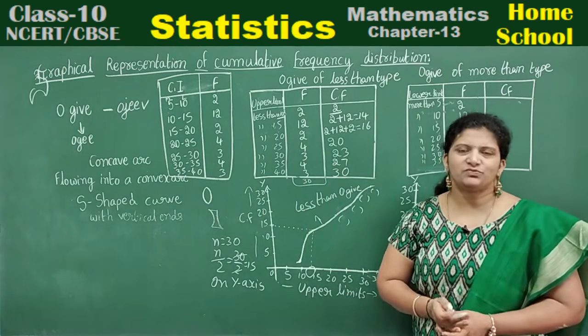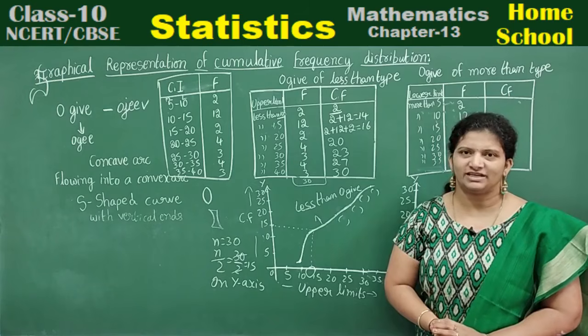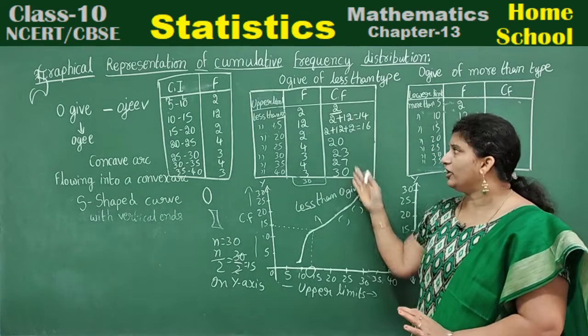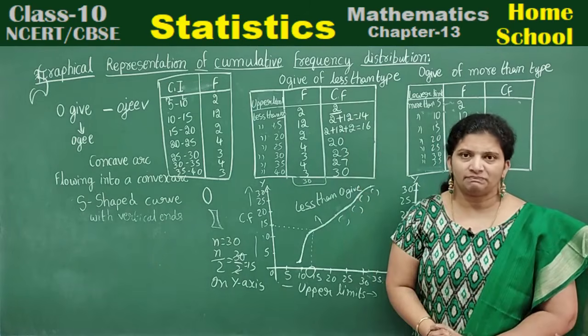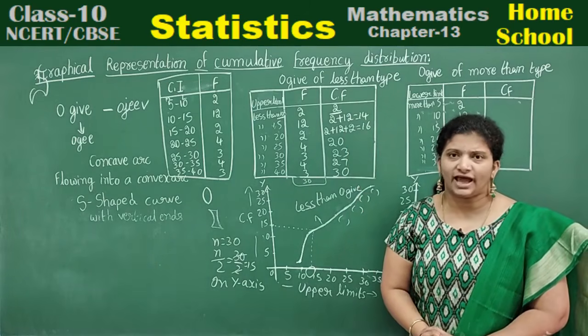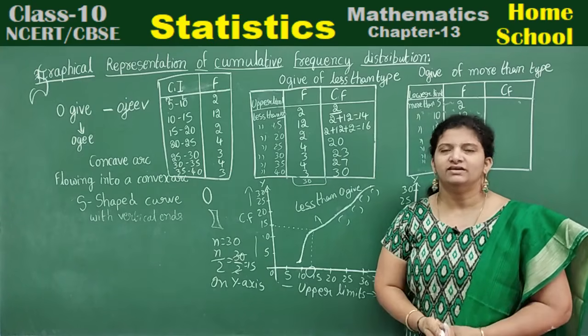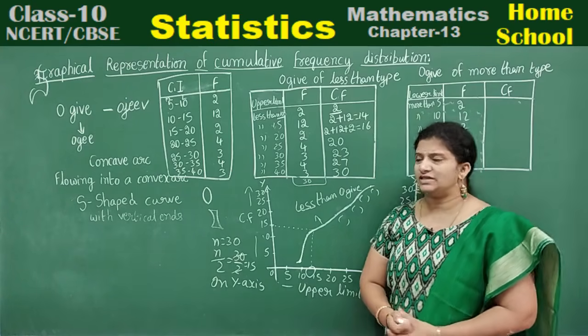This is the place where most of the children will make mistakes. As you do in less than type ogive, directly you are going to add cumulative frequency. But in more than, we should not add. Then what we need to do? We are going to reduce cumulative frequency.